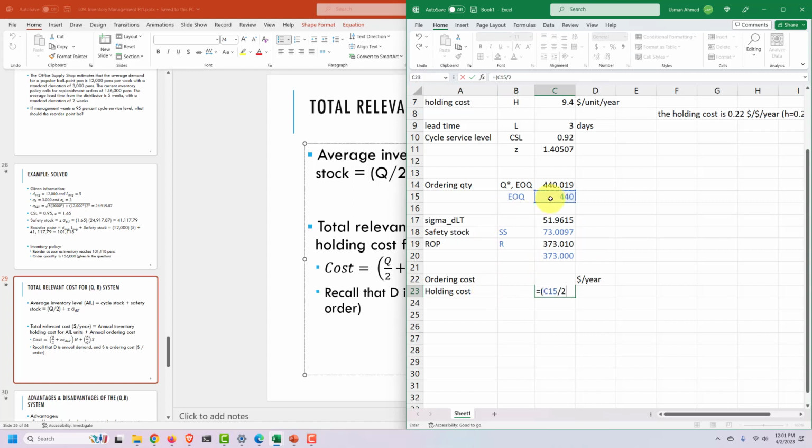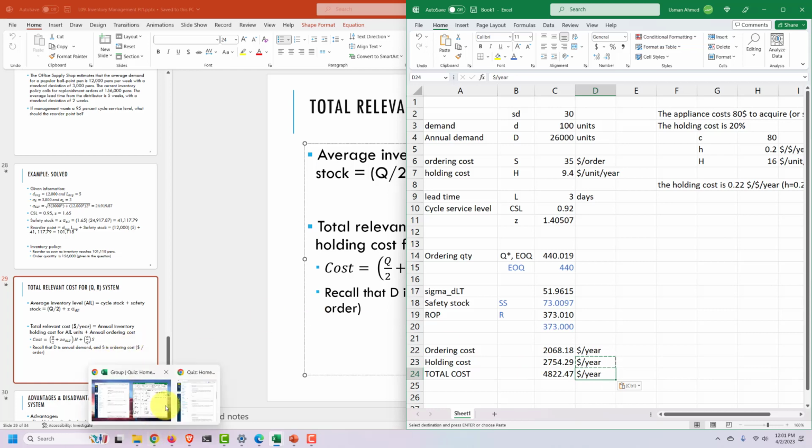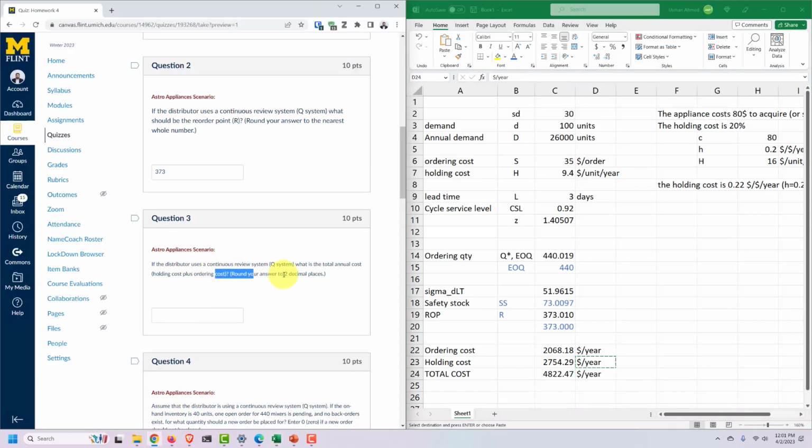So Q over 2 plus the safety stock, the whole thing multiplied by capital H. So that's this much. Again, that's dollars per year. So total cost is just going to be the sum of the holding cost plus the ordering cost. That's again going to be dollars per year. And 2 decimal places, so that's already to 2 decimal places.